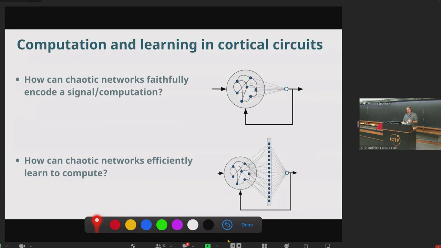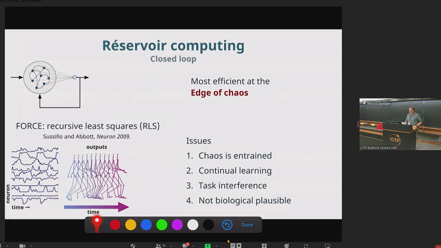So going back to what I wanted to show, we said one thing is how we can encode with chaotic networks. The second is, how can we learn? I'm going to go very fast about that, because I'm out of time. So remember that we looked at this FORCE algorithm. So we maybe understood how we can solve the problems of chaos in continuous learning, because we keep the chaos after learning. But what about task inference and more biological learning?